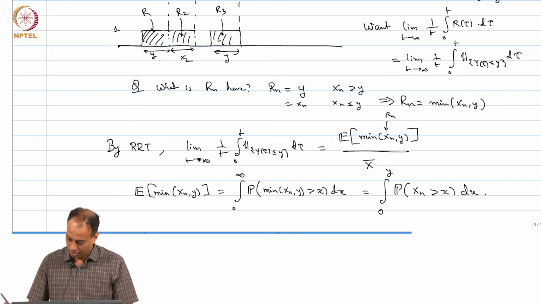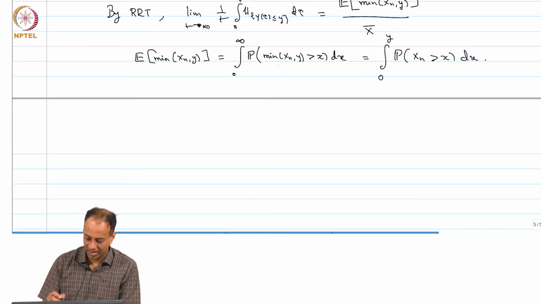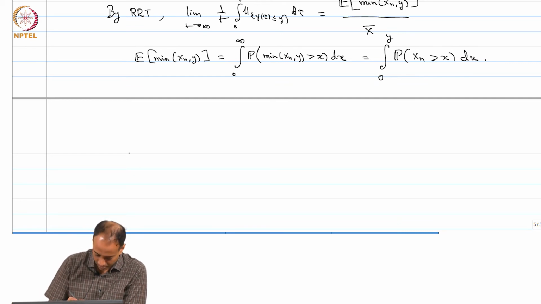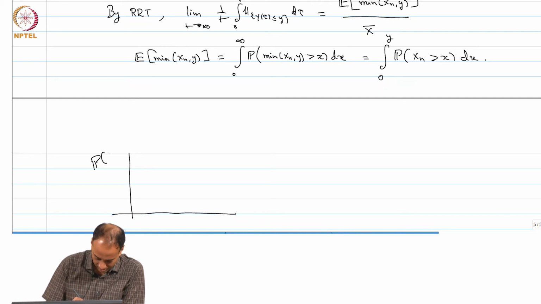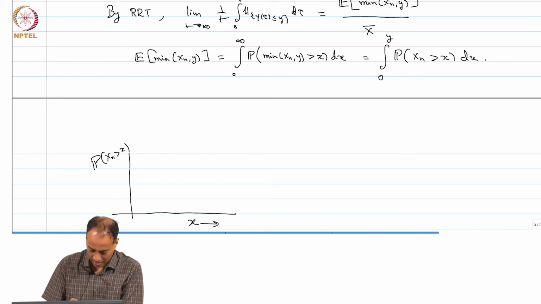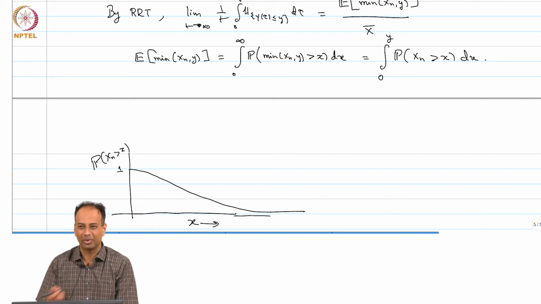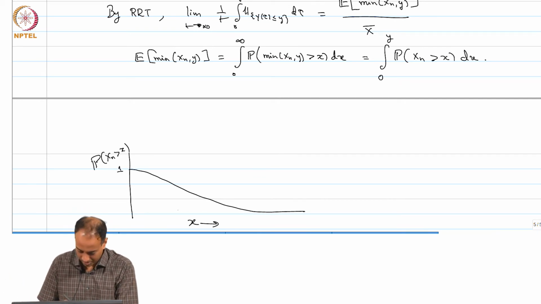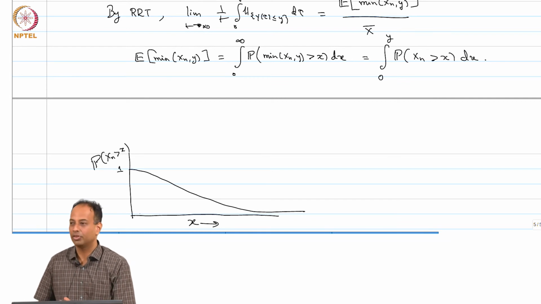If you want me to draw a picture, you are looking at this random variable. Let us say this is my original CCDF. It starts off at 1, then decays down to 0. It does not have to be a nice continuous function like this, but we have drawn something. So, this is the CCDF of x n, and I want the CCDF of min of x n comma y.